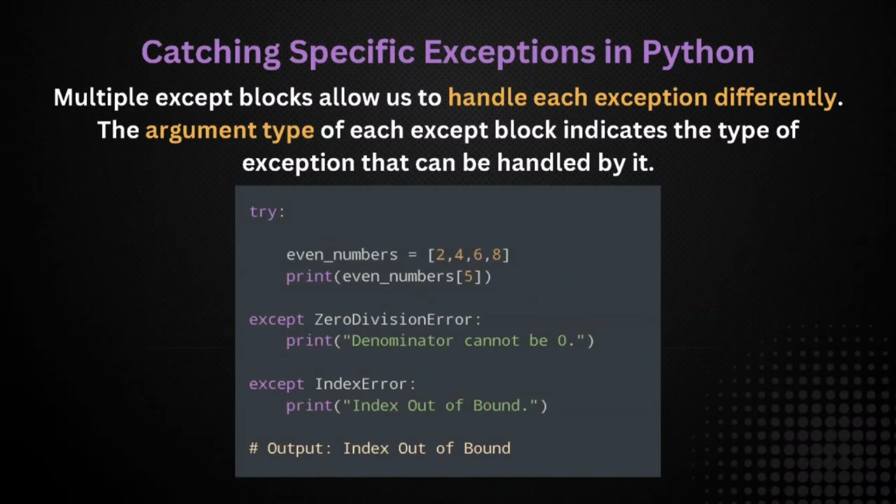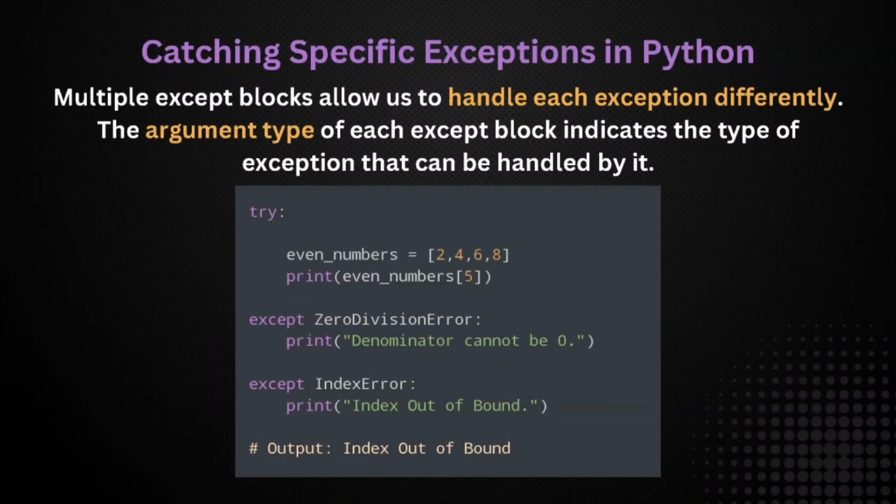Now let's see how to catch specific exceptions in Python. To do that, we use multiple except blocks that allow us to handle each exception differently, and the argument type of each except block indicates the type of exception that can be handled by it.